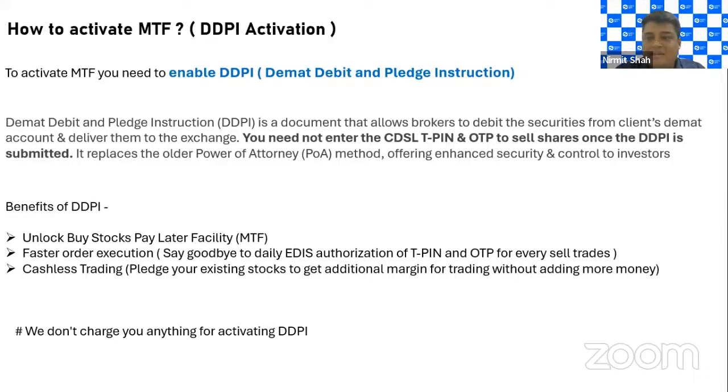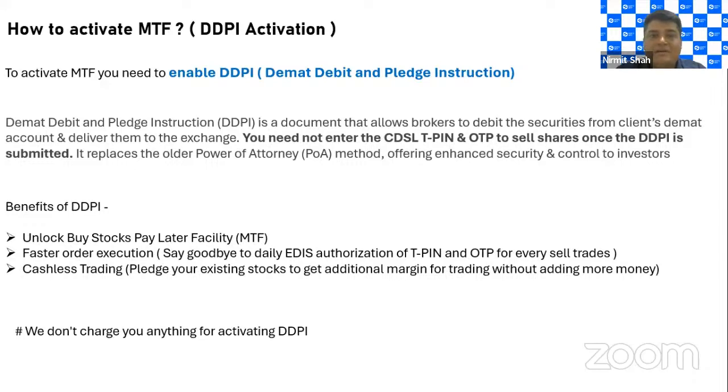Last thing is cashless trading. Okay, the same way, if you want to purchase a share into the MTF, so you can place your existing stocks also. Earlier I have updated, you can purchase a share in MTF through your cash balance also. In same way, you can purchase a share through your collateral holding also. So you can place your shares to take the additional leverage. The first thing, you have to activate your DDPI. Okay, and we are not charging anything for this DDPI.